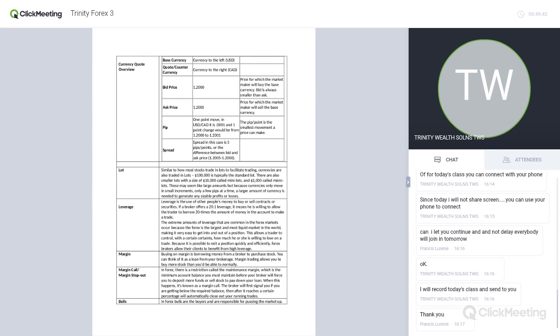Then the pip. One point move in USD CAD is the movement on the 4th decimal point. If it moves from 1.2000 to 1.2001, we see it has moved by 1 pip. But some pairs go up to only 2 decimal points, like the Japanese yen pairs, USD JPY, CAD JPY, all the JPY pairs. For such pairs, the pip is the movement on the 2nd decimal point.